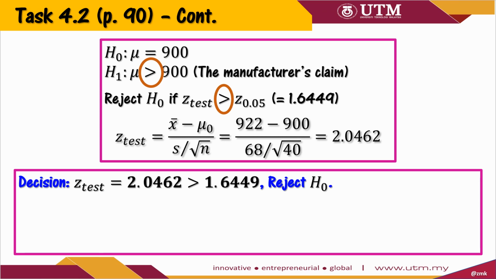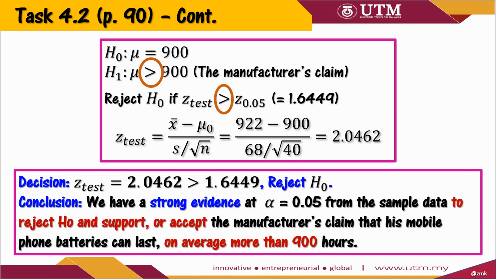One possible conclusion is that we can say that we have strong or sufficient evidence at the level of significance alpha equal to 0.05 from the sample data to reject H0 and support or accept the manufacturer's claim that his mobile phone batteries can last on average more than 900 hours.